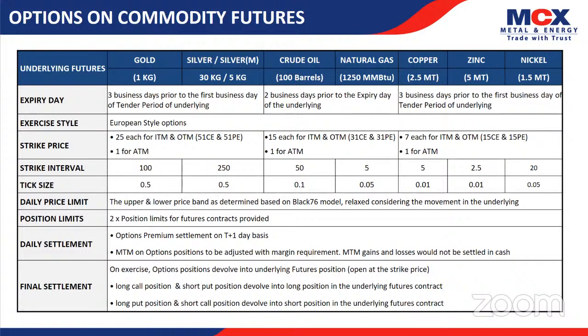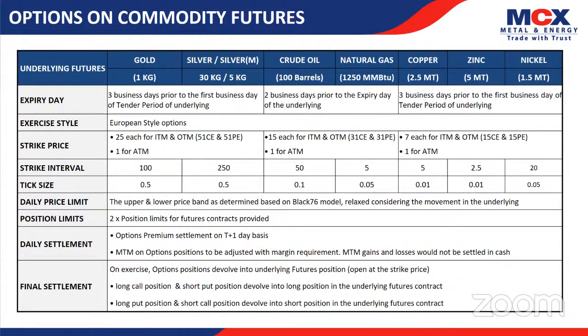Since these are options based on futures contracts, their daily price limit is determined on the basis of the Black 76 model, which takes the underlying futures as the product. Position limits when we trade in options are twice what we usually see in their underlying futures contract. As far as daily settlement is concerned, in options it is on a T plus one basis. So from the buyer side, the upfront premium is blocked on an immediate basis, and the credit goes to the seller the next day. That is T plus one settlement.